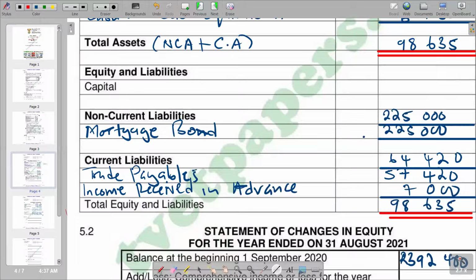In other words, we are saying capital figure, which you don't have, plus non-current liabilities figure 225,000 plus 64,420, we get 98,635. So to get our capital, we are now saying 98,635 minus 64,420 minus 225,000. Then you get a balancing figure, which is supposed to be our capital.